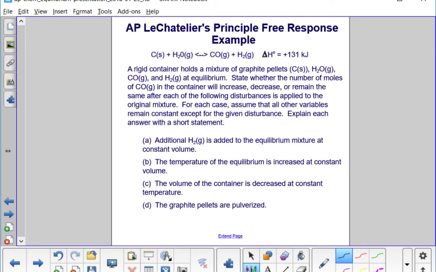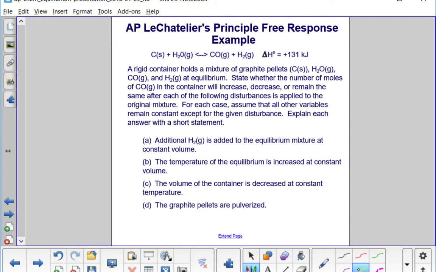Let's now walk through a LeChatelier's principle free response example as you might see it on an AP exam. A rigid container holds a mixture of graphite pellets, which is the solid carbon in the reaction, water gas, carbon monoxide gas, and hydrogen gas at equilibrium. State whether the number of moles of CO in the container will increase, decrease, or remain the same after each of the following disturbances is applied to the original mixture. For each case, assume that all other variables remain constant except for the given disturbance. Explain each answer with a short statement.